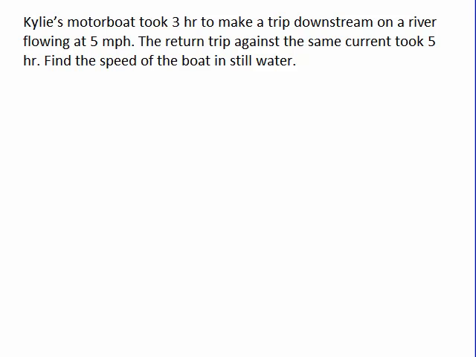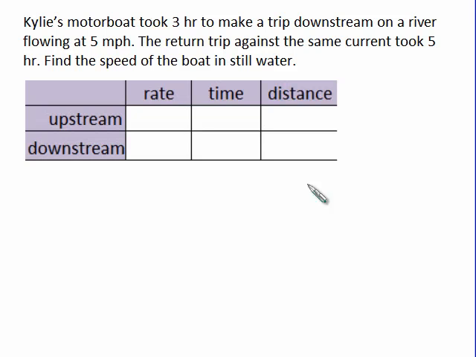Well, the first thing I'm going to do is create a chart. Since this is a motion problem, it's going to have rate, time, and distance. And our formula that we're used to is rate times time equals distance, which I'll end up using. And then the two situations in this problem are that Kylie is going upstream and downstream.